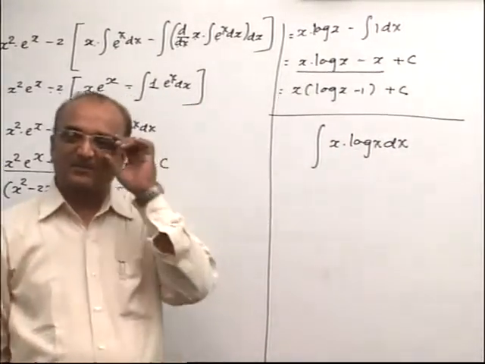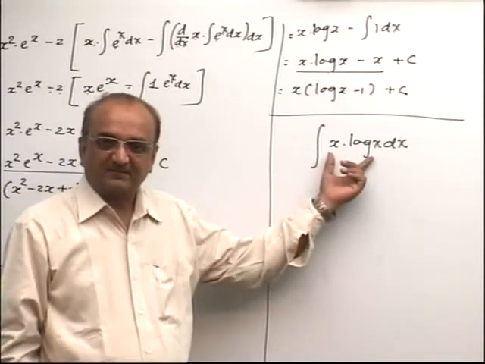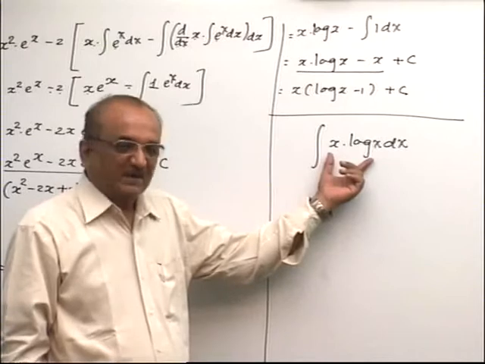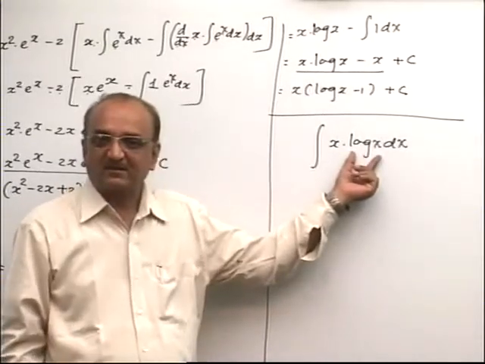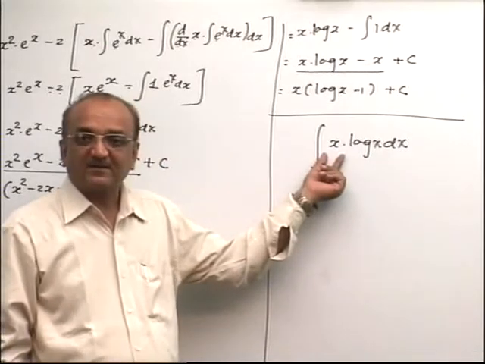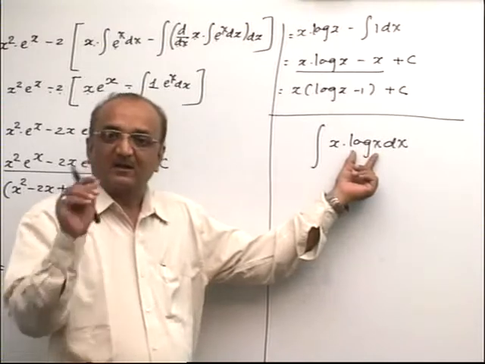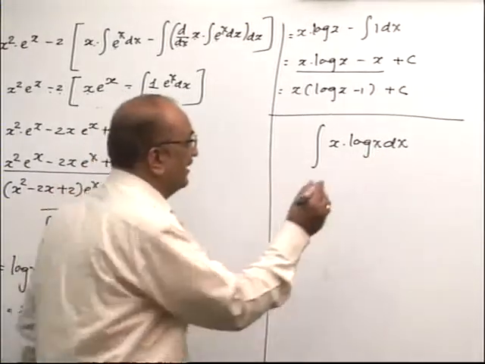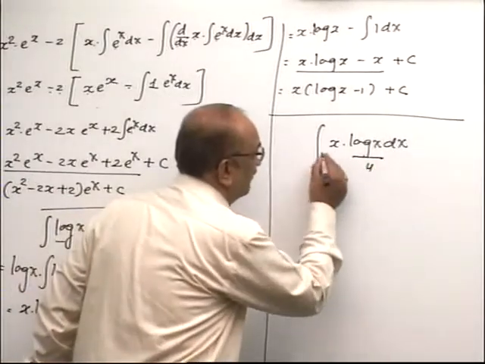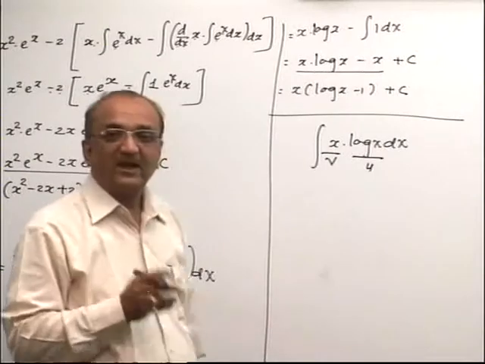The next example is integration of x into log x dx. You must understand, we have two functions. One is x, the other is log x. What is x? Arithmetic. What is log x? Logarithm. So according to LIATE, we may say that log x is u and x is v.